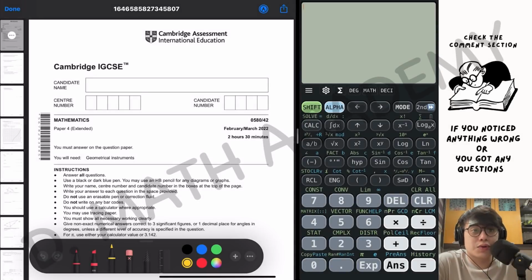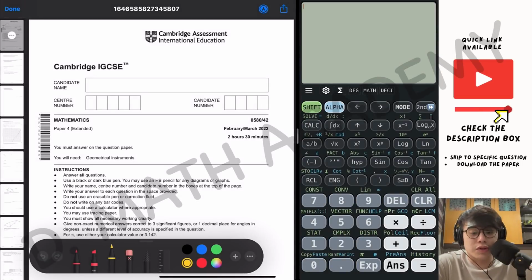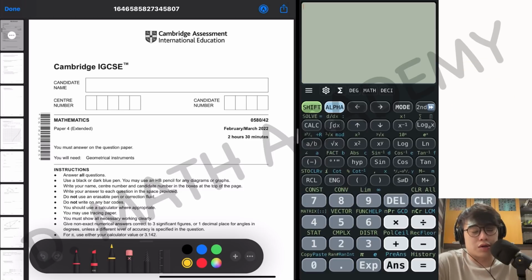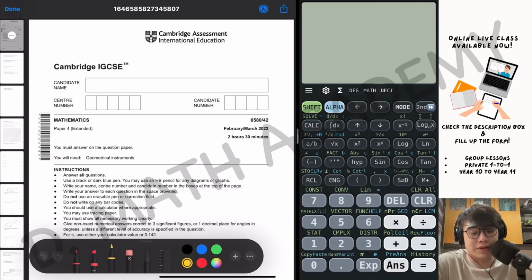Hi guys, so we are back at it again. Today we'll be doing February-March 2022 and it's from set 42. I'm not feeling very well, but hopefully I can complete this paper.